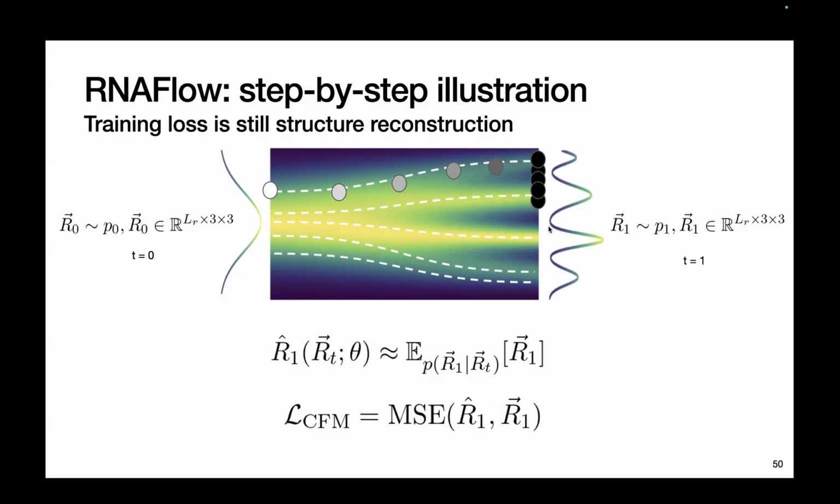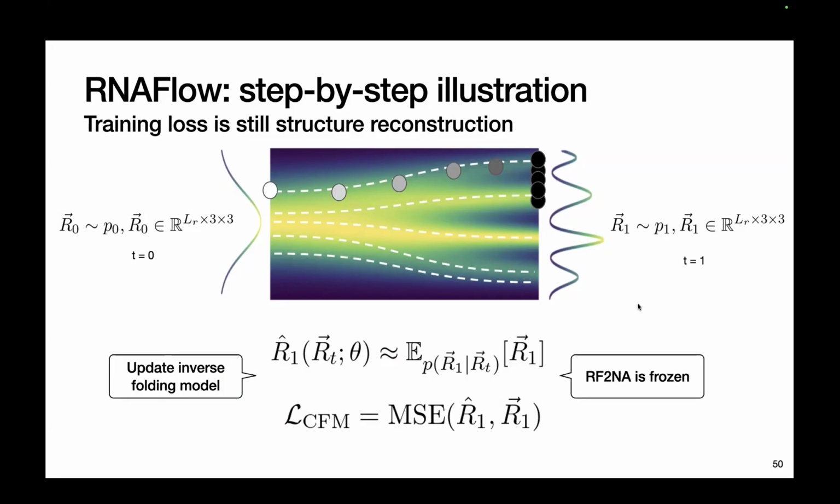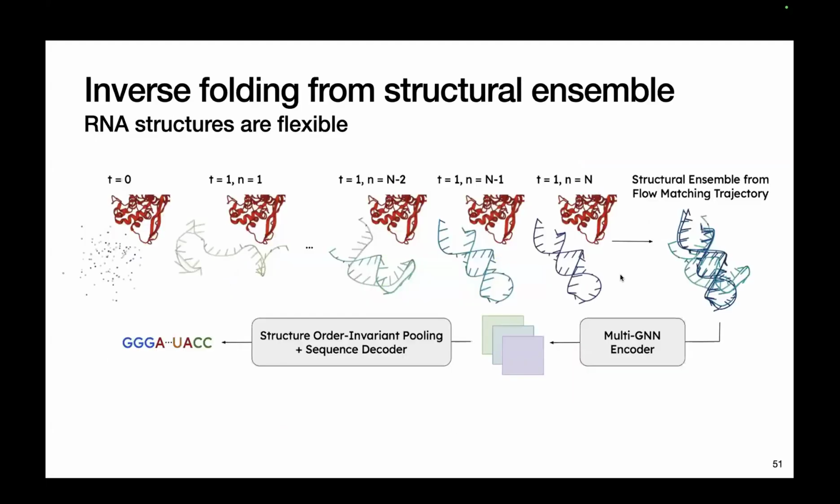And of course, the loss function is still defined over the structures, similar to RF diffusion. So you just minimize the mean squared error between the velocity from the model and the ground truth velocity that points to the ground truth. So you just do the standard flow matching, but you only train the inverse folding model. You just update this inverse folding model, which is relatively cheap, and RoseTTAFold2NA is frozen. So that gives us a much lower number of parameters and much more scalability.